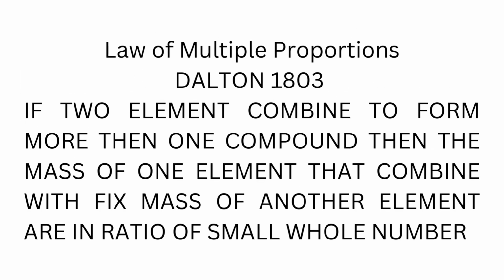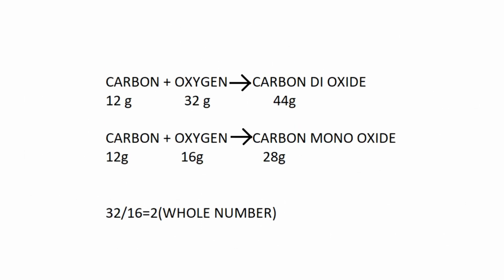Law of multiple proportion. If two elements combine to form more than one compound, then the masses of one element that combined with the fixed mass of another element are in ratio of small whole numbers. Let us take an example of law of multiple proportion. The fixed amount of carbon, that is 12 gram, is combined with 32 gram of oxygen to form carbon dioxide, and the same mass of carbon, that is 12 gram, combined with 16 gram of oxygen to form carbon monoxide.